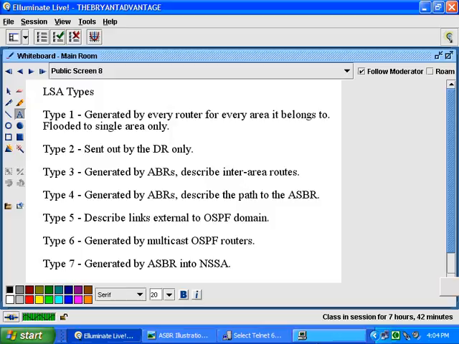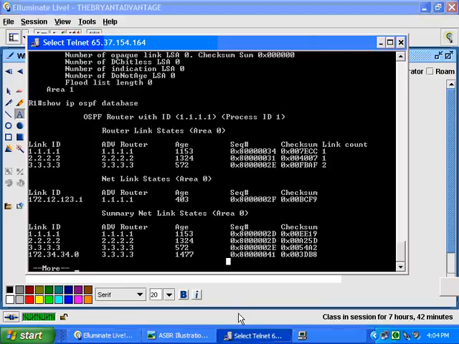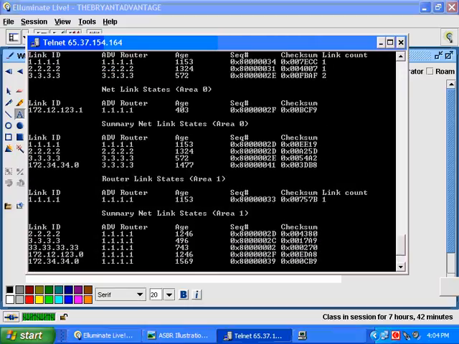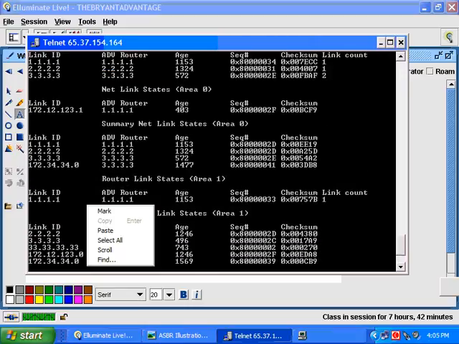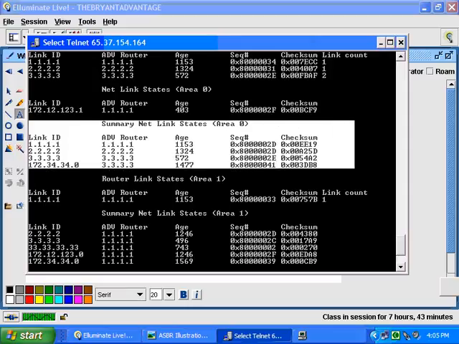Now type 3s and 4s are generated by the area border routers, but they represent different things. And let's take a look at that as we go down here. Let's hit the More button to bring that down a little bit. LSA type 3s, and here are the type 3 LSAs on our router 1. And these are generated by ABRs, and they describe inter-area routes. And they basically summarize the network from one area to another. But these are generated only by area border routers.